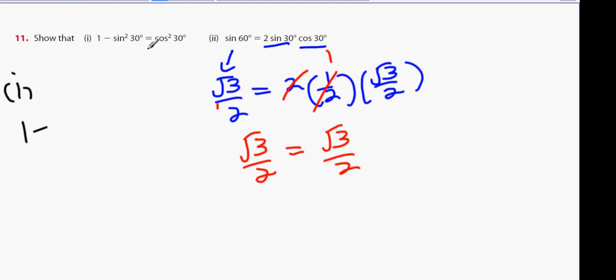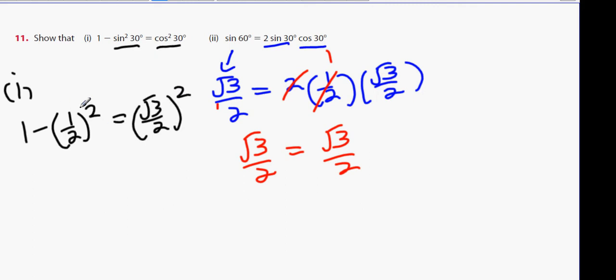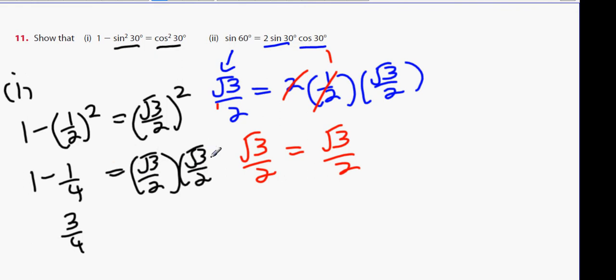It's going to be 1 minus, now this means sine 30 squared. Sine 30 squared is a half squared. On the other side is cos 30 squared. So you look up what cos 30 is in your tables. It's root 3 over 2 squared. A half squared is a quarter. 1 minus a quarter is 3 quarters. Multiply this out, you're going to get root 3 over 2 multiplied by root 3 over 2. Root 3 multiplied by root 3 is 3. 2 multiplied by 2 is 4. 3 quarters equals 3 quarters, they are equal.